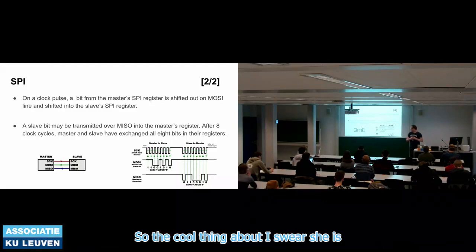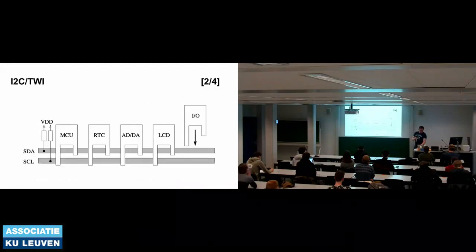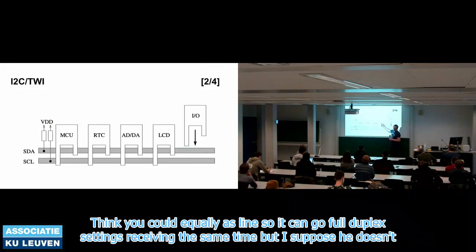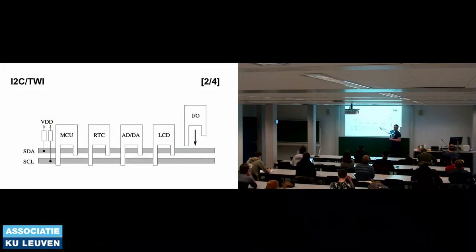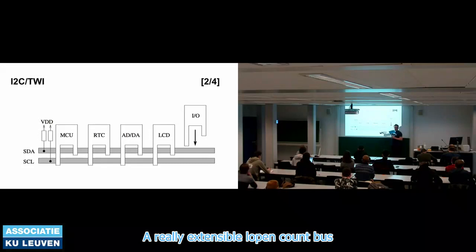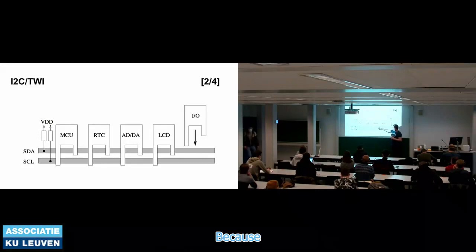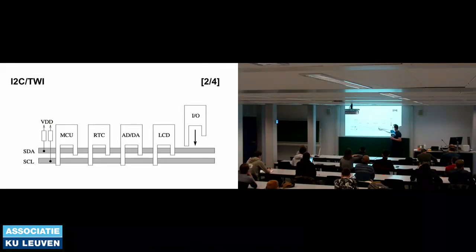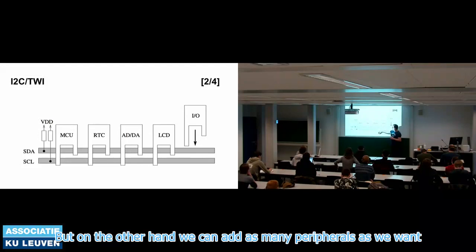So the cool thing about I2C is you have very few lines. So you have the clock line, and then you have this half duplex data line. You could equally add a second line so it can go full duplex, sending and receiving at the same time, but I2C doesn't. It's striving to be a really extensible low pin count bus because it's half duplex. It's not as fast as SPI. That's its major limitation. But on the other hand, we can add as many peripherals as we want.